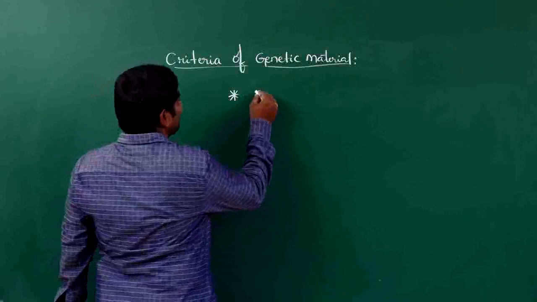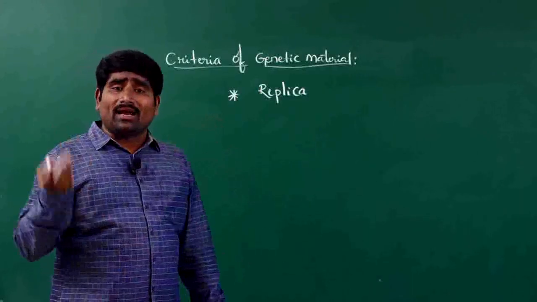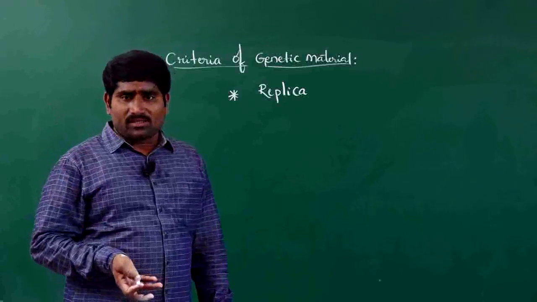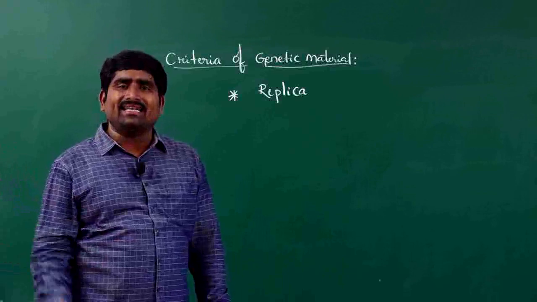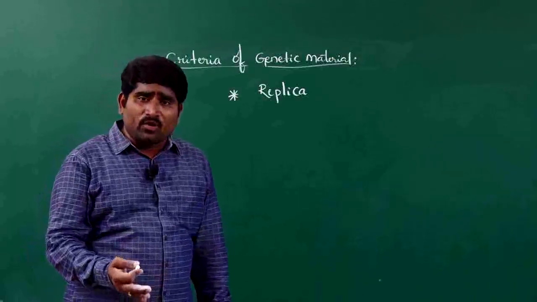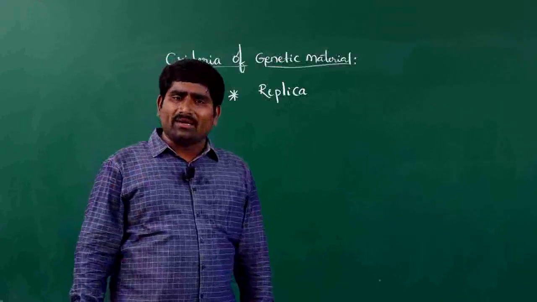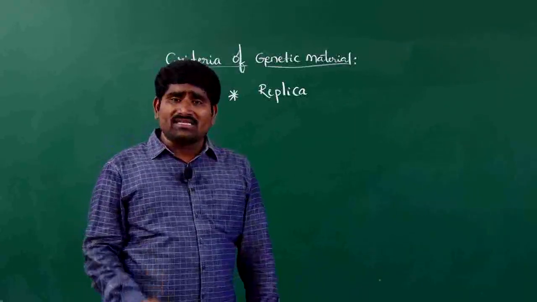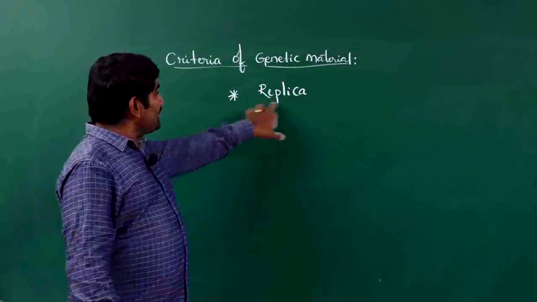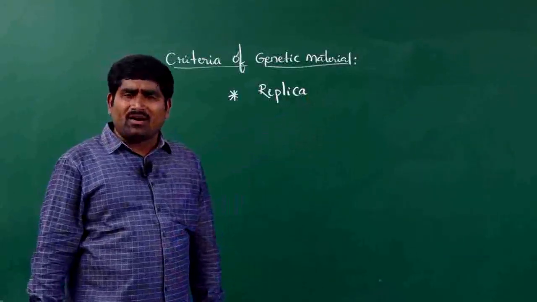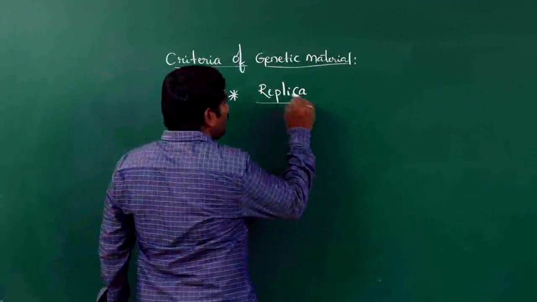The first one is, the genetic material should have its own replica. A genetic material should undergo replication, so that one DNA molecule can produce another DNA molecule. So DNA is genetic material. One RNA molecule can produce another RNA molecule, that is RNA replication, so that is also genetic material. But one protein cannot produce another protein, so proteins fail to follow this criterion and cannot be considered genetic materials. So genetic material should have its own replica.